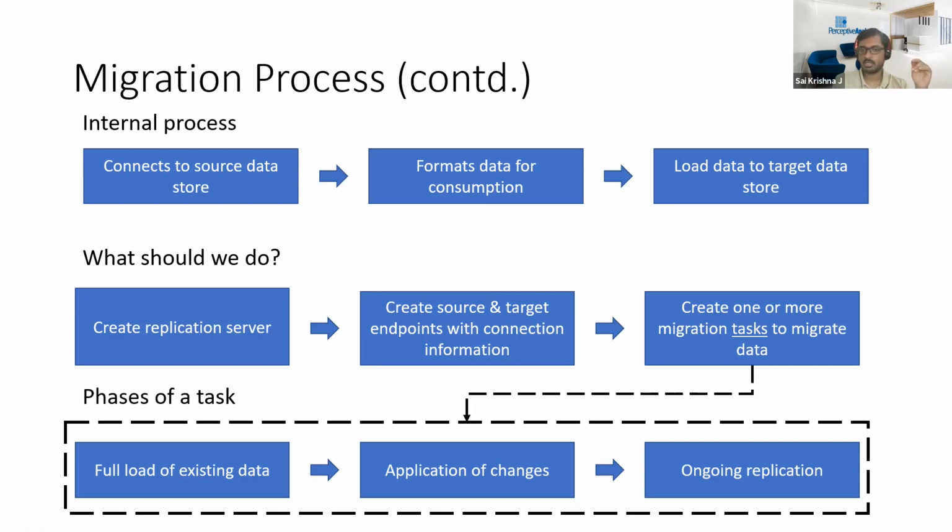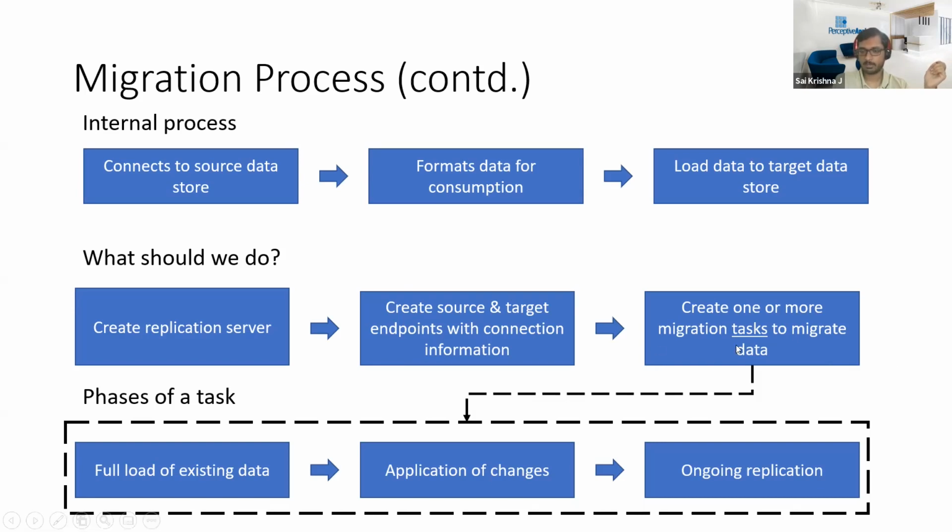So you'll enter all the connection information. What is the IP address of that source? What is the IP address of that target? What are the other details? For example, any passwords or other user authentication details, any details that are required, you enter all those details. That is the second step. Third step is to create one or more migration tasks to migrate the data.